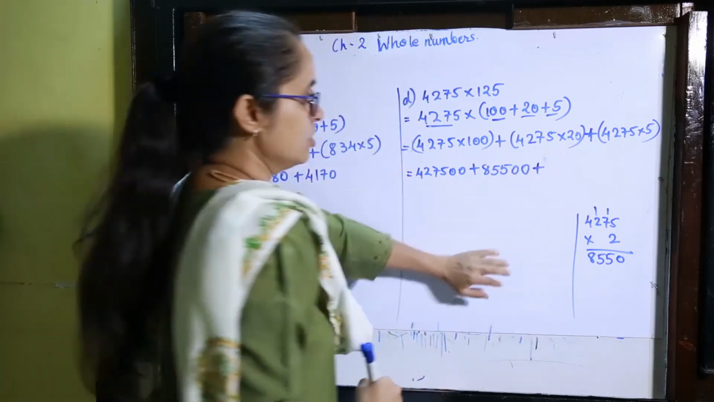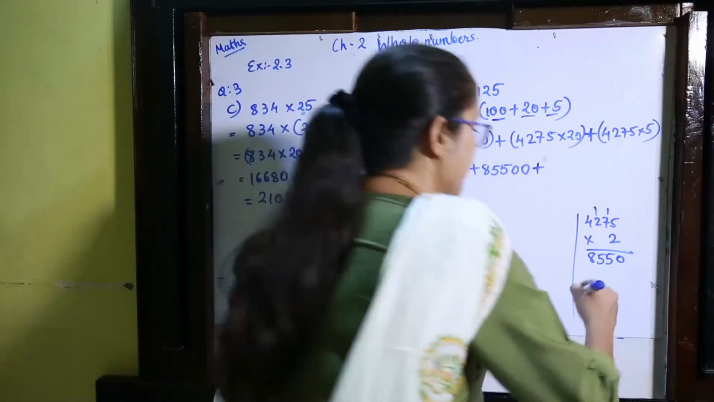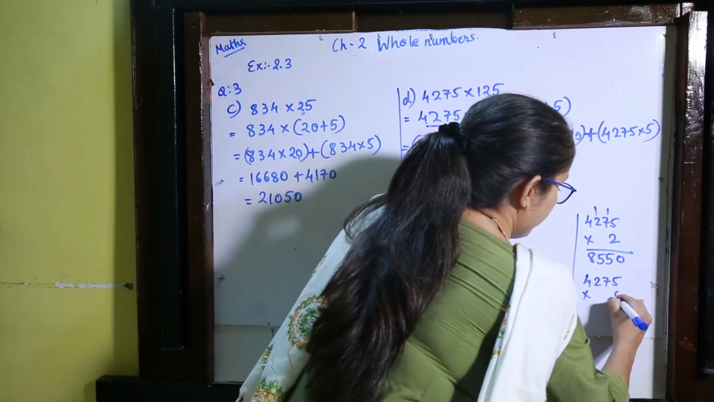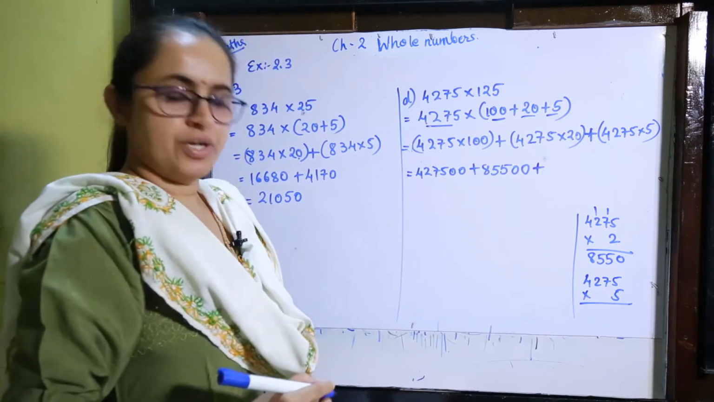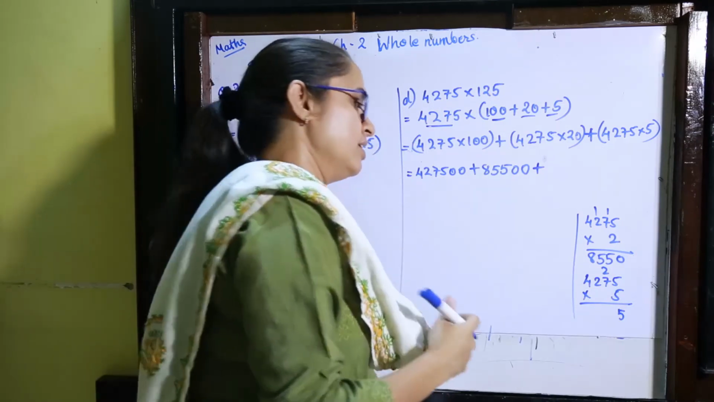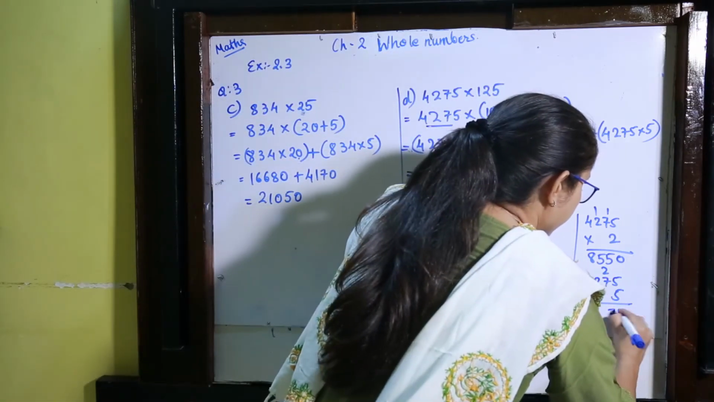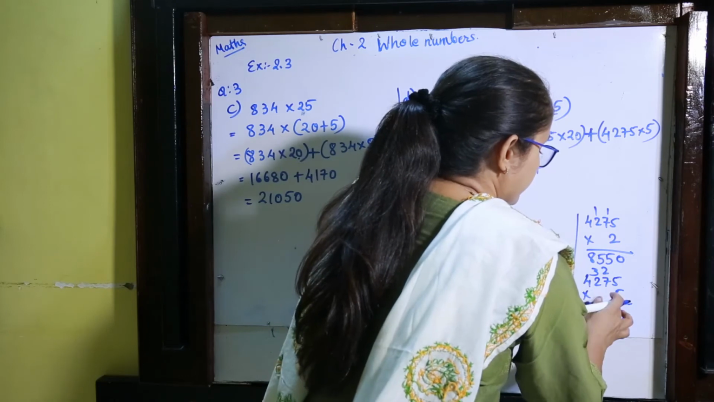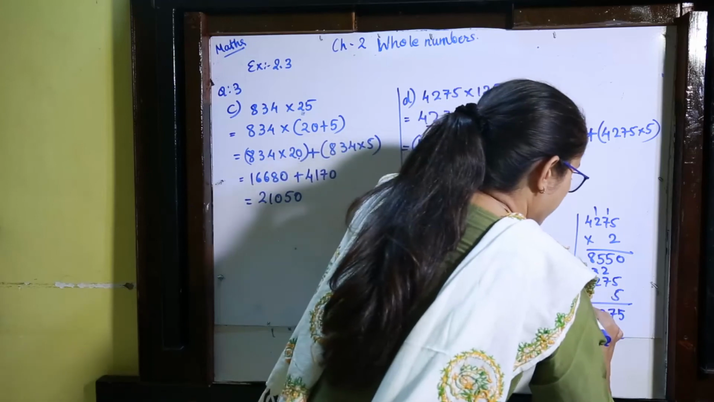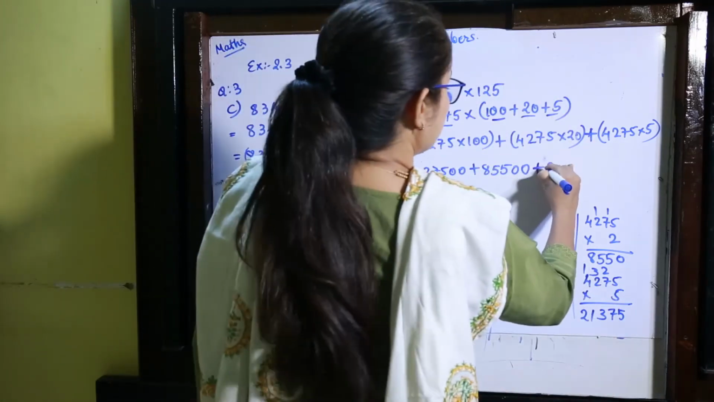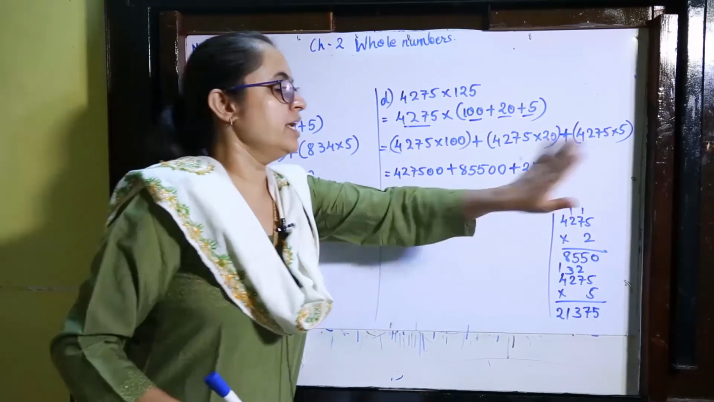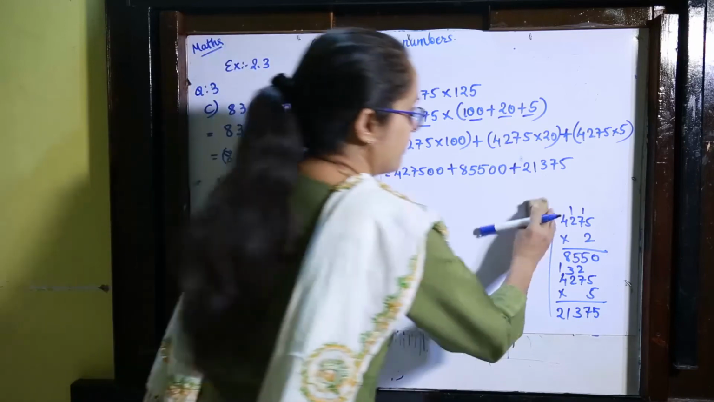Now last one, 4275 multiply by 5. So 5 5s are 25, carry over 2, 7 5s are 35, 35 plus 2 is 37, carry over 3, 2 5s are 10, 10 plus 3 is 13, carry over 1, 4 5s are 20, 20 plus 1 is 21. So it is 21375. Now add the 1, 2 and 3 numbers and your answer is ready.